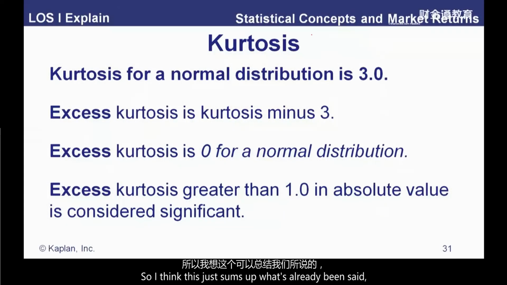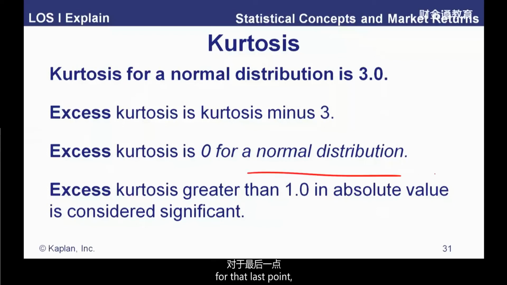So I think this just sums up what's already been said. Oh, except for the last point, we're okay down to here. For that last point, if excess kurtosis is greater than 1, so we're saying a kurtosis of 4 or more, then that's a significant deviation from normality. That's the point of that last phrase there.